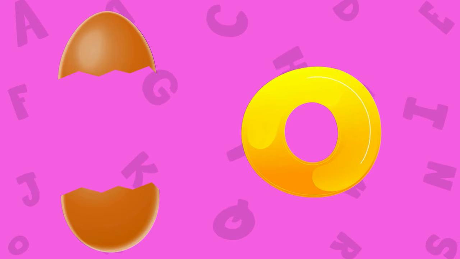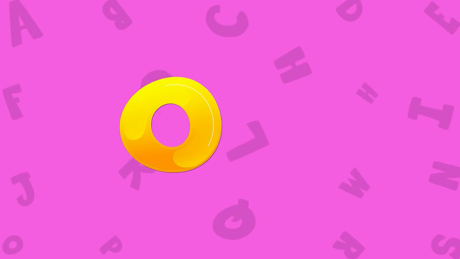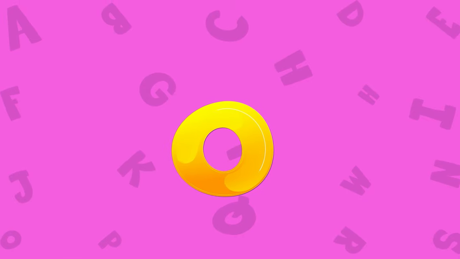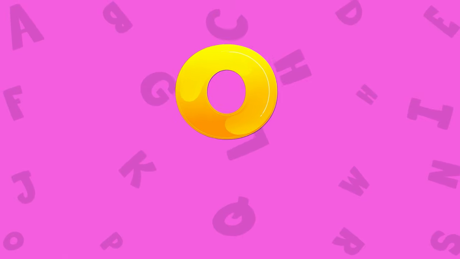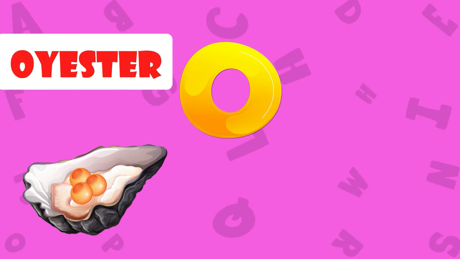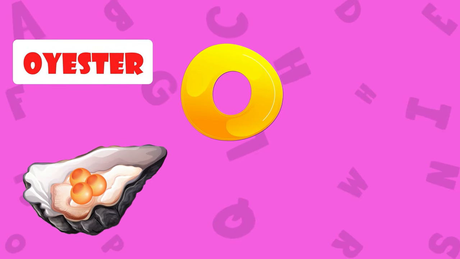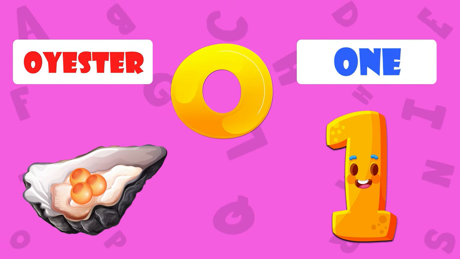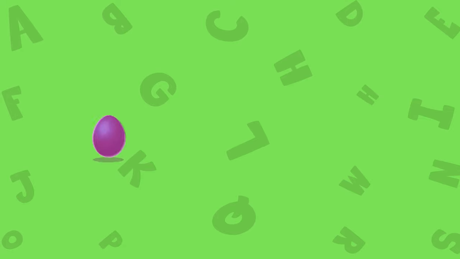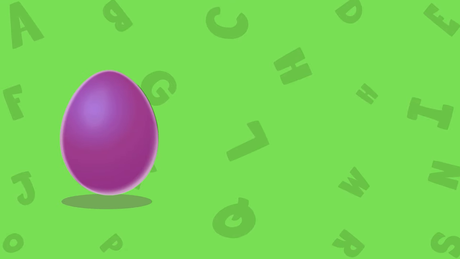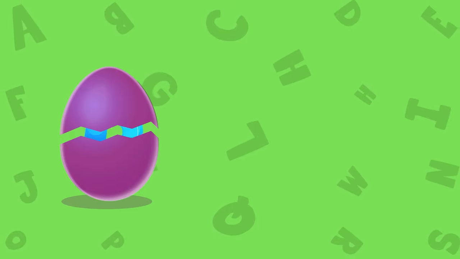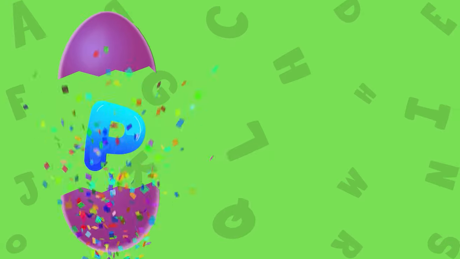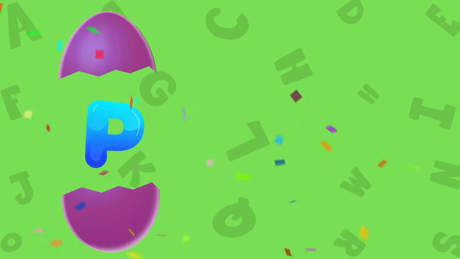Inside the brown egg, there is the letter O. O is for oyster. O is for one. Now let's open the violet egg and see what's inside. Open, open, open! Surprise! It's the letter P.